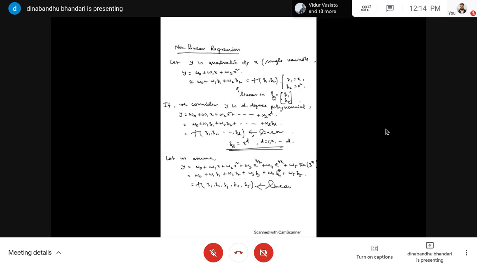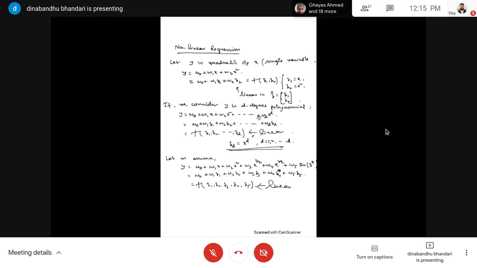So here is this z, a new space. Earlier we had a single variable x. Now we have moved to a two-variable space z. So a quadratic function of a single variable can be expressed as a linear function of two variables. Okay. Similarly, suppose we consider y as a d-degree polynomial. A d-degree polynomial means you will have w0 plus w1x plus w2x square up to wdx to the power d.